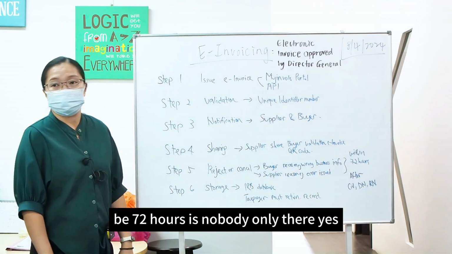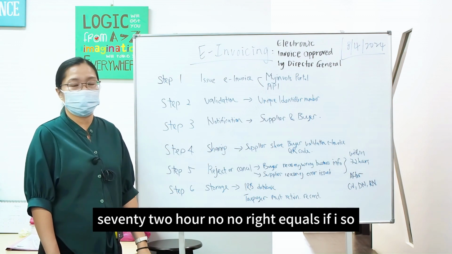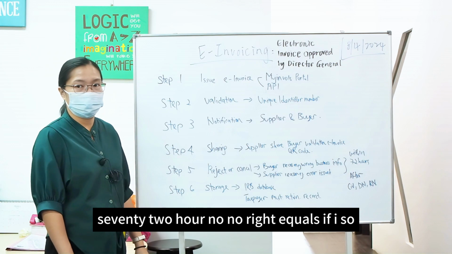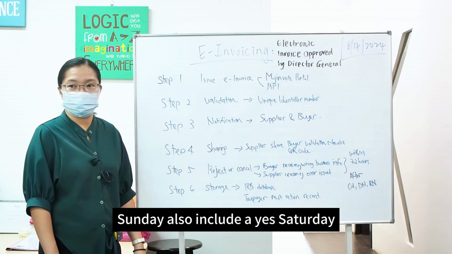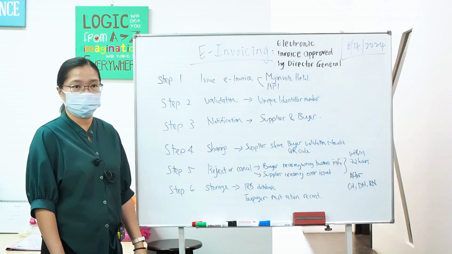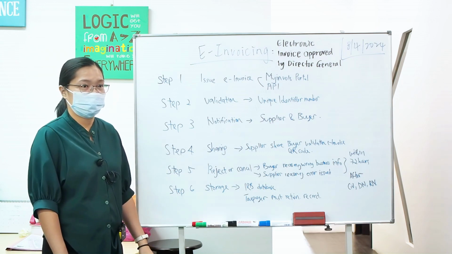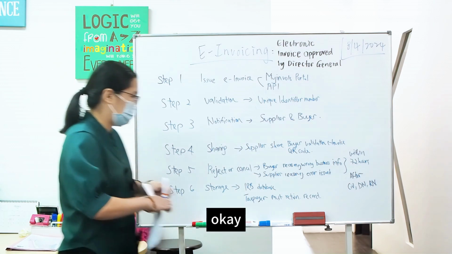So this 72 hours, there is no public holiday exclusion? Yes, 72 hours. Inclusive. So if I issue on Friday, Saturday, Sunday, those are also included already? Yes. Friday, Saturday, Sunday, right? So, no question? Okay.